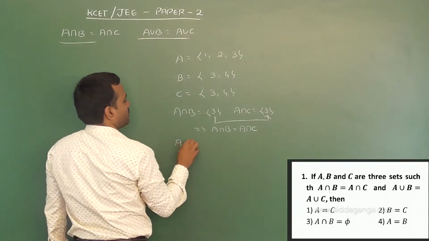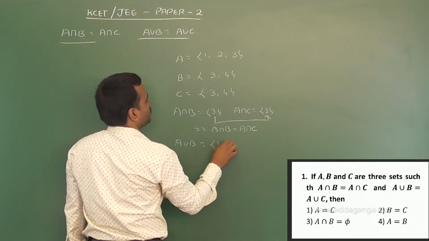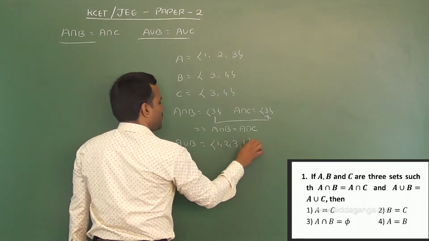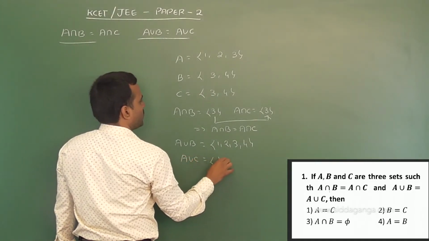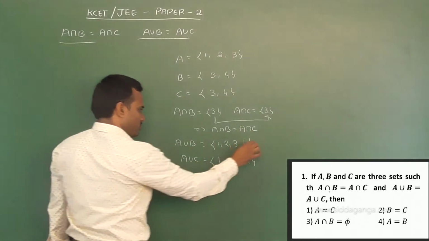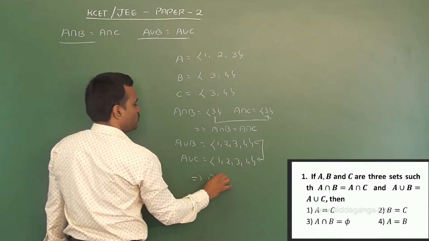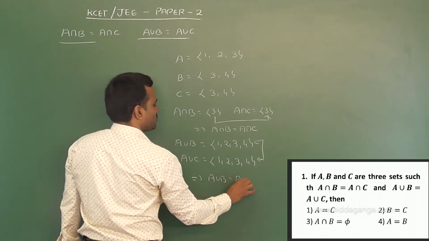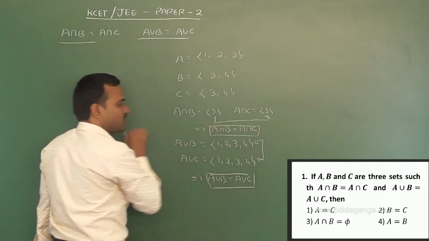Then we see the second condition. For that we need A union B. A union B is 1, 2, 3, 4. Then A union C, we find 1, 2, 3, 4. Observe these two, RHS is the same. That implies A union B is equal to A union C. So we got the conclusion.